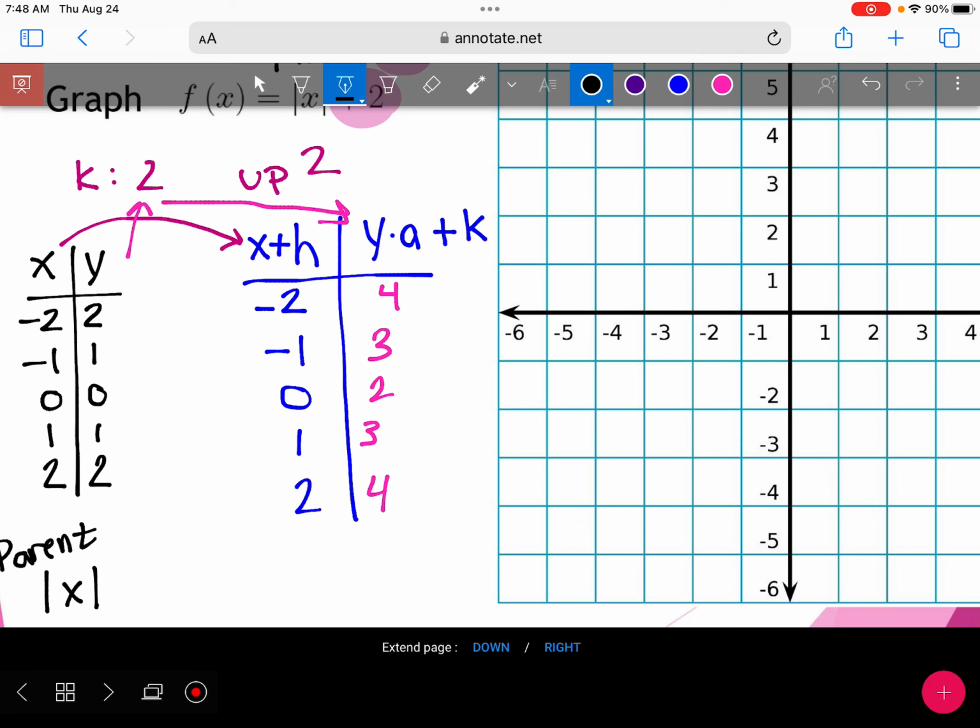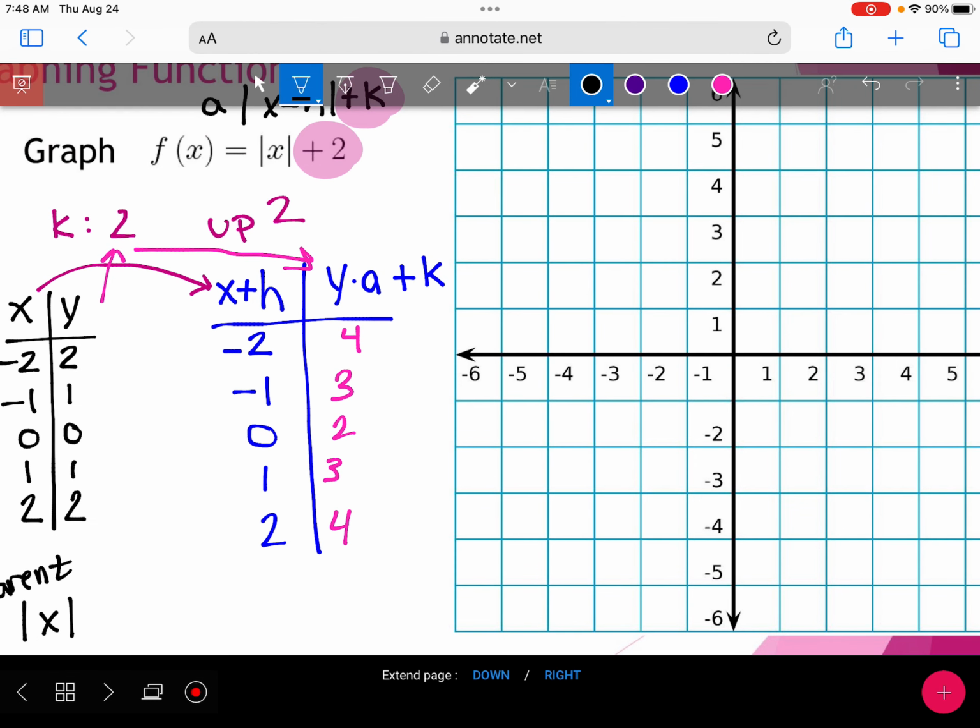So it's always going to be from this parent function. So this is going to be the same for any absolute value. It's always going to be -2 to 2. I mean, you can technically use anything you want, but having it the same each time makes it easier to do.